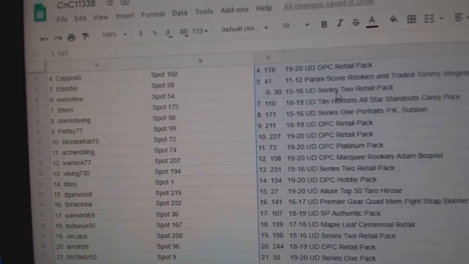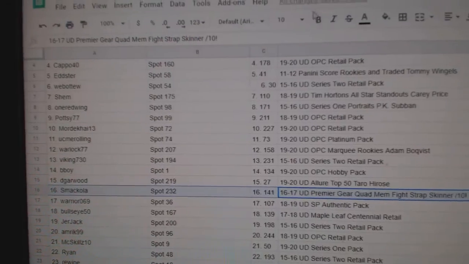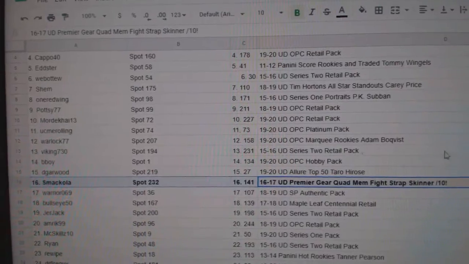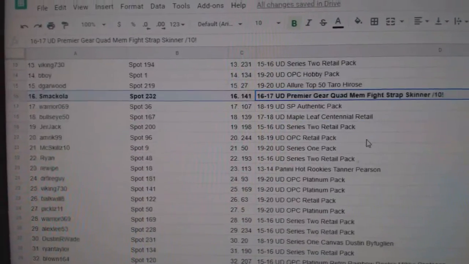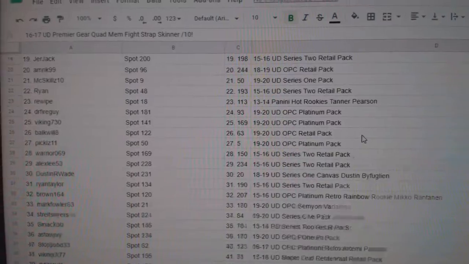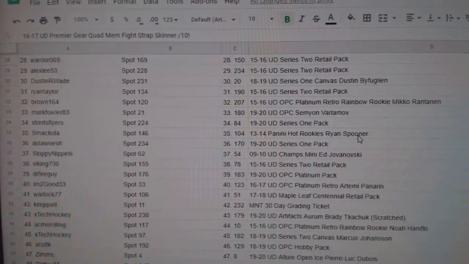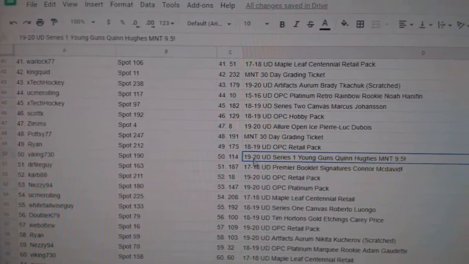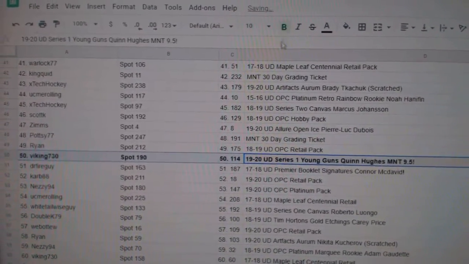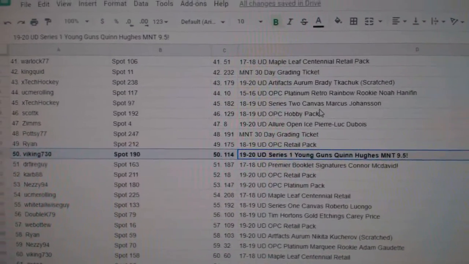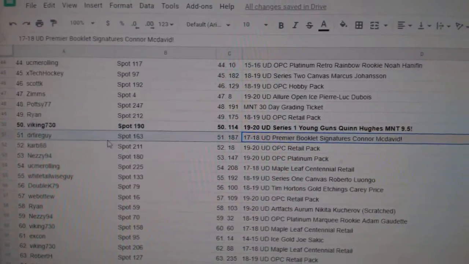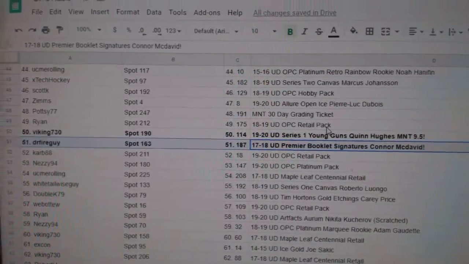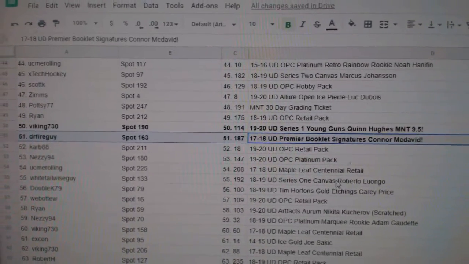All right, so the Skinner quad memorabilia fight strap out of 10 goes to Smackola. Apparently we're saving them all to the bottom. The Quinn Hughes goes to Viking, the MNT95. Dr. Fire Guy gets the premier booklet signatures of Connor McDavid.